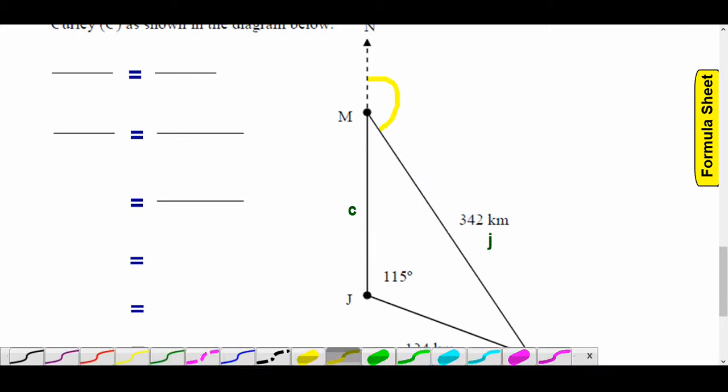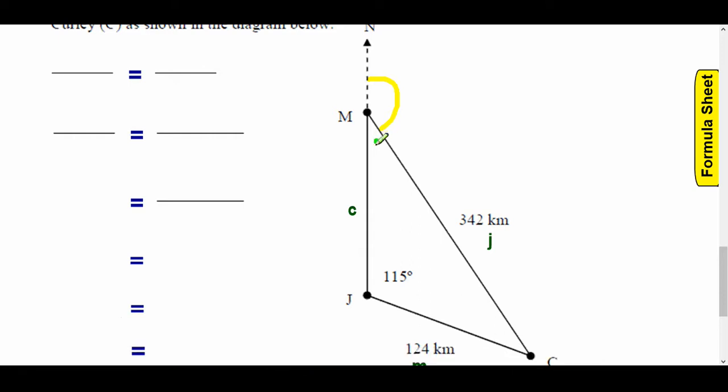But we can't really get that. It's outwith the triangle, but what we can do is work out this angle in the triangle, and that should allow us to get this bearing. Remember, bearing's always measured from the north line in a clockwise direction.